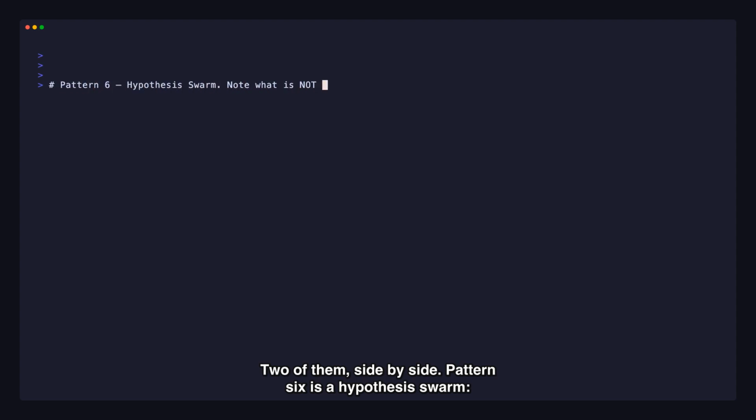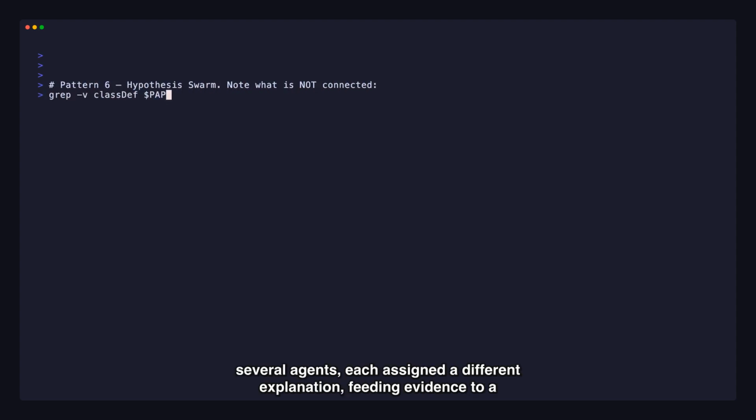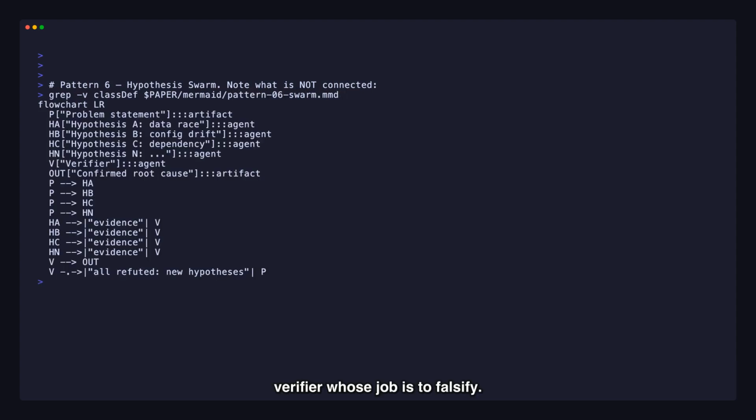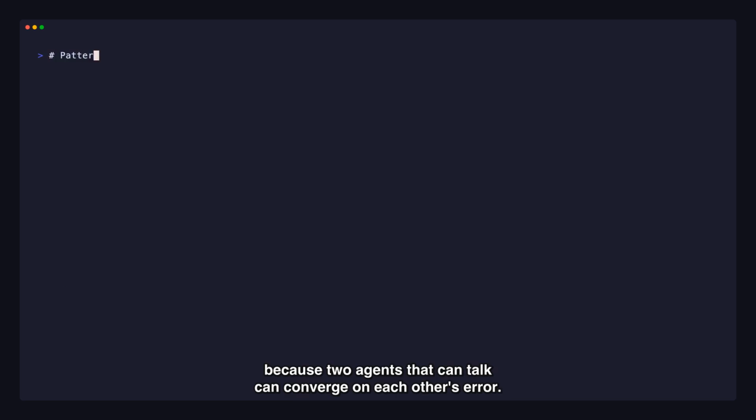Pattern 6 is a hypothesis swarm: several agents, each assigned a different explanation, feeding evidence to a verifier whose job is to falsify. Look at what is missing. There's no edge between the investigators, because two agents that can talk can converge on each other's error.